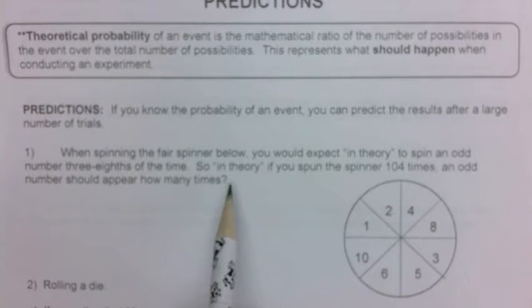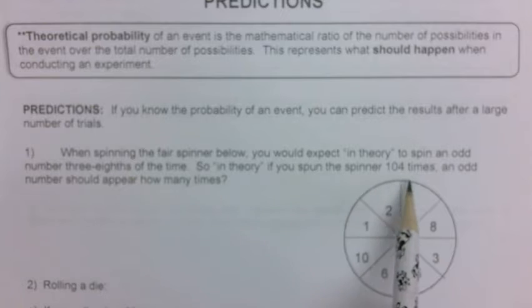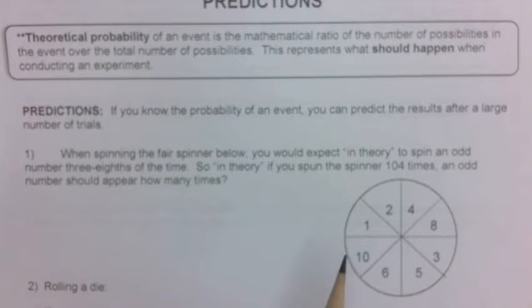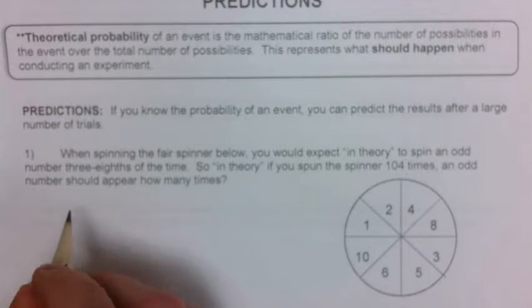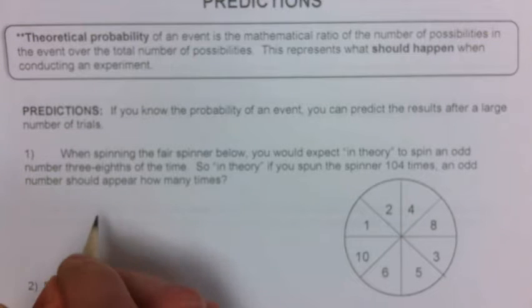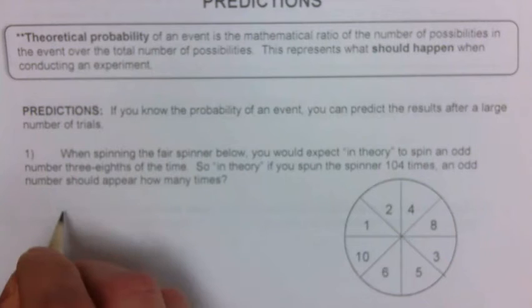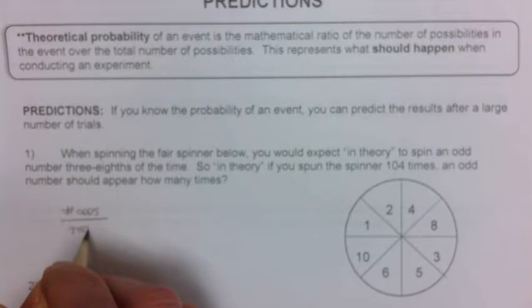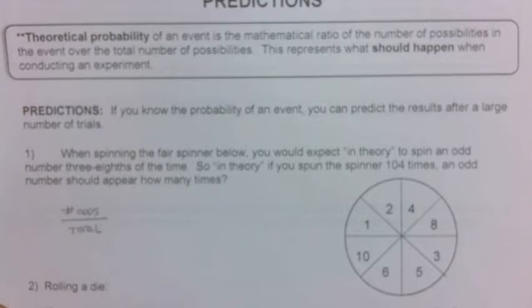In theory, if you spin the spinner 104 times, an odd number should appear how many times? That's what we're interested in figuring out. How many times are we going to land on an odd number? So what we're going to do is use the probability of landing on an odd number to figure out this prediction. We're going to use a ratio, since probability is a ratio, and we're going to set this up as the number of odds in the numerator over the total in the denominator.